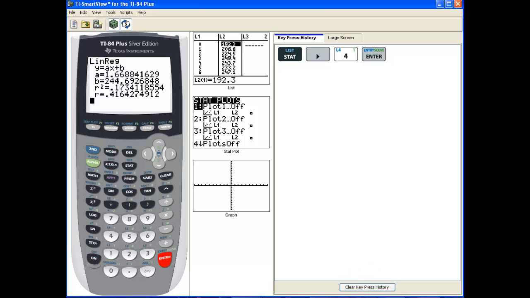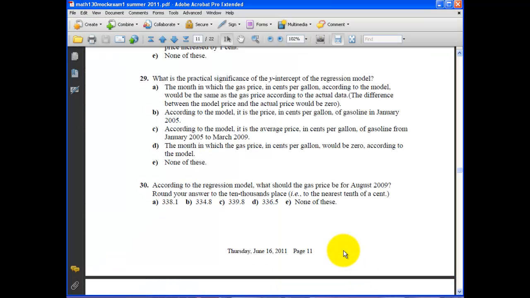So when we go back here to the mock exam, choice A says, the month in which the gas price in cents per gallon according to the model would be the same as the gas price according to the actual data. No, I don't agree. That's false. Choice B says, according to the model, it is the price in cents per gallon of gasoline in January of 2005. I'll go with that. That's correct. It's choice B.